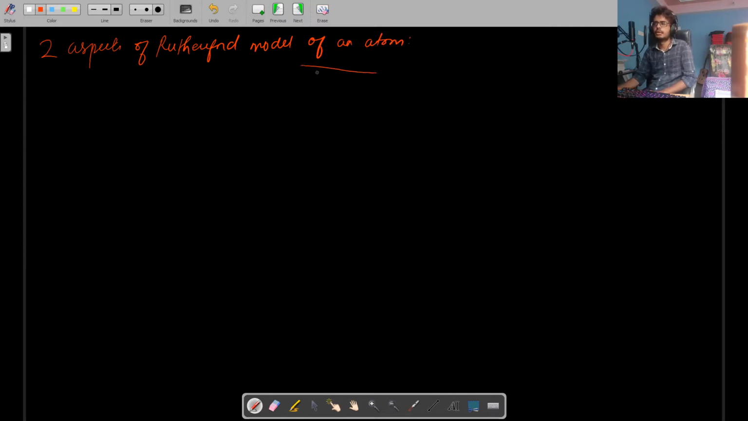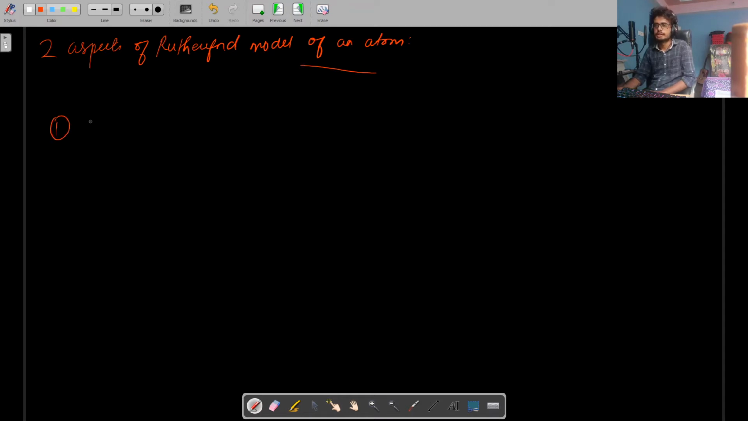Topic for today is, we'll try to study the two aspects of Rutherford's model of an atom. So we'll try to study the two aspects of the Rutherford model of an atom.